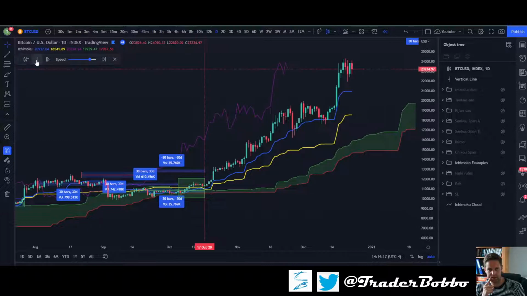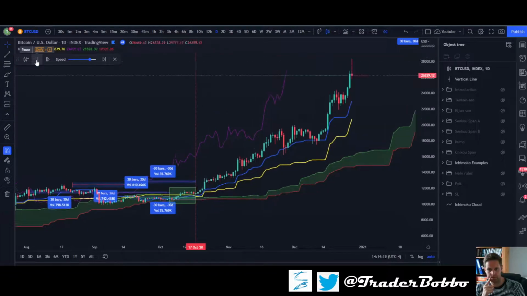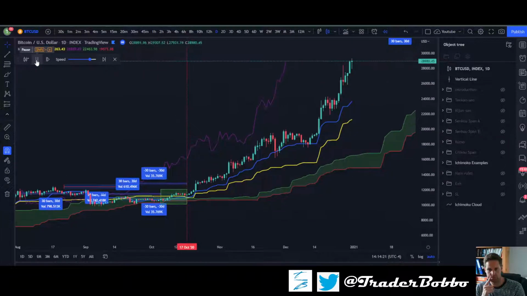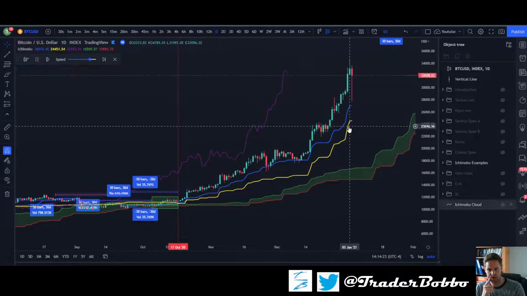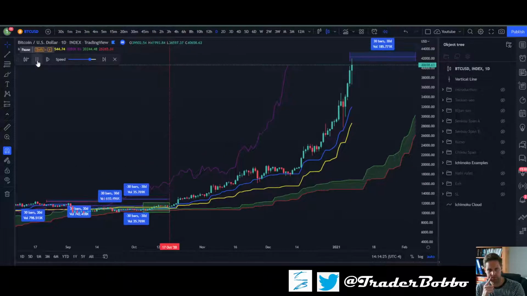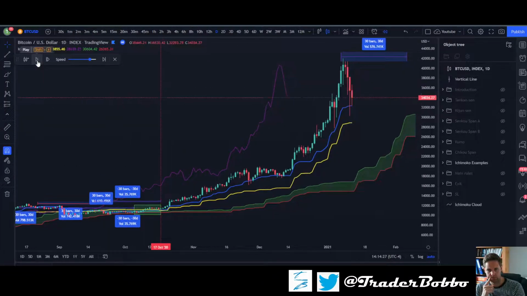Didn't get a compound there. Again, they're moving well in harmony at this point, especially at this point here. Starting to move through Tenkan.